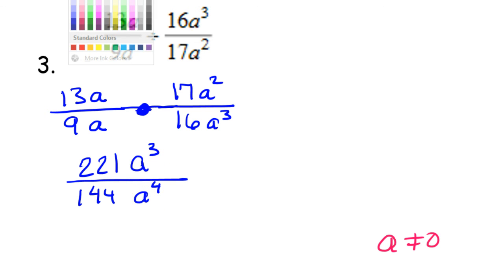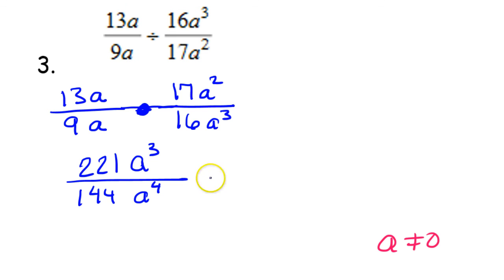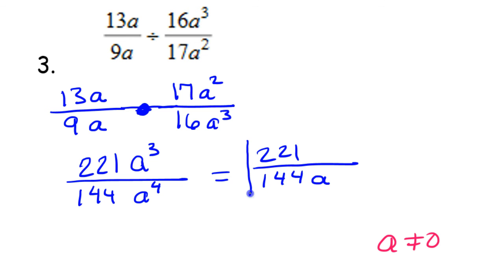Now, a to the third power is going to cancel out 3 of the a's, and it's going to leave this. I'm going to have 221. I'm going to have 144. But when these a's cancel, I'm going to have one a left. Is it going to be in the numerator or the denominator? It's going to be in the denominator. So this is the final answer with this restriction.